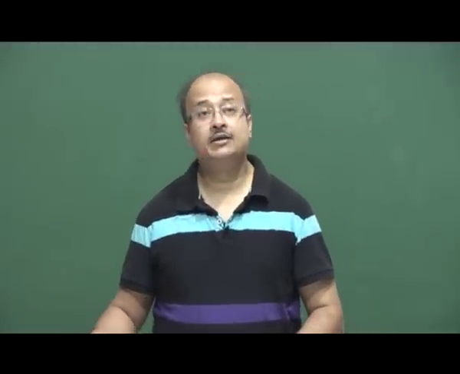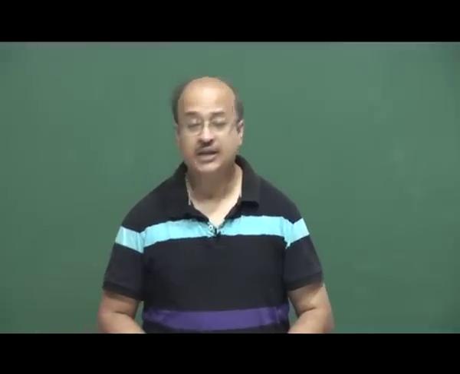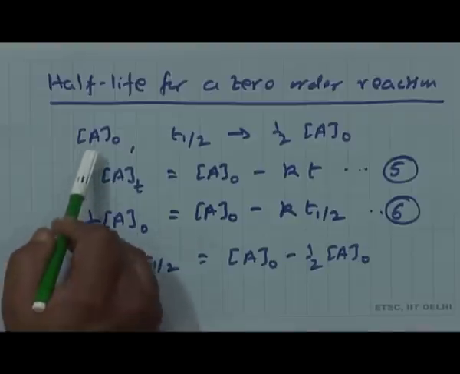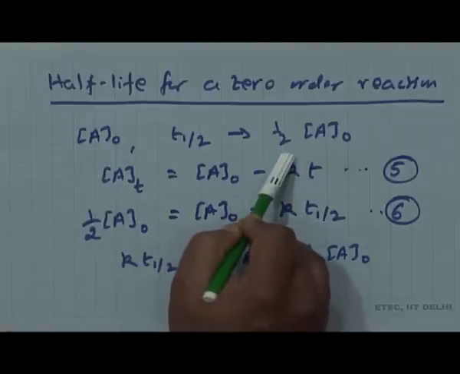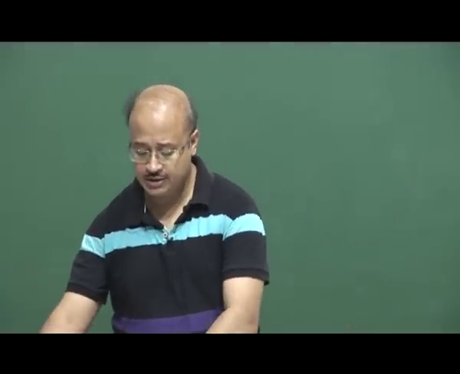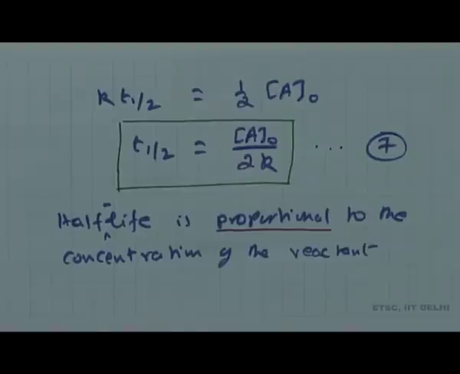Again, we ended the class with this expression for the half life for a zero order reaction. So, as the half life was defined, T of half is that time at which the initial concentration falls to half of its value. So, if the initial concentration is A naught, the half of it would be half of A naught, right. We put it back in the rate equation for the zero order reaction, and the final expression for the half life was this, where T of half is equal to the concentration of A naught over 2 k.